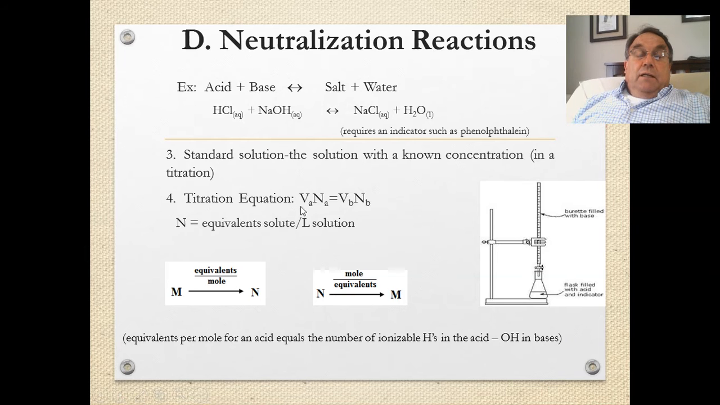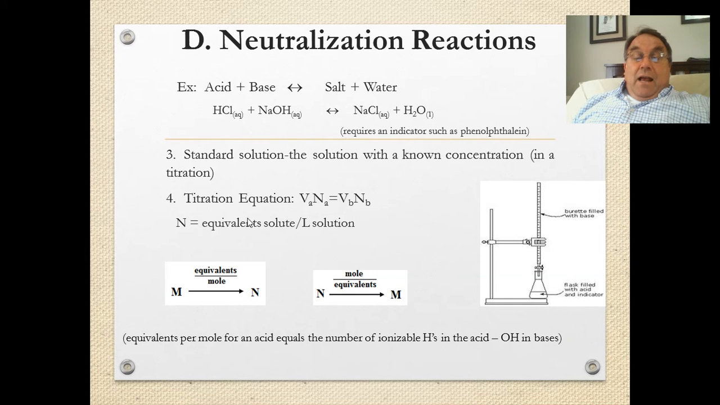And that titration equation is VA NA equals VB NB, where VA is the volume of the acid, VB is the volume of the base, and N is the solution concentration. It's called normality, and normality is a close cousin of molarity. You remember that molarity is moles per liter. Well, normality is equivalents per liter. So the only difference is to convert the number of moles to equivalents. And an equivalent is the amount of charge in an acid or base.